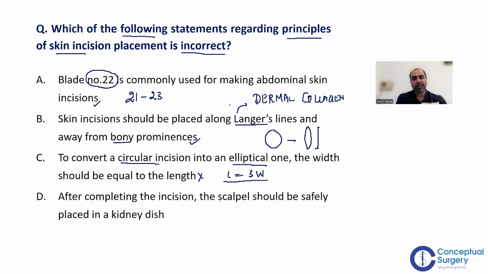After completing the incision, the scalpel should be placed in the kidney dish. Of course, this is correct. It's a very basic operative protocol that you never pass the knife from one hand to the other. It should always be put in a kidney tray. So when the nurse passes it to you, she should pass it in the kidney tray. Once you're done with the incision, put it back in the kidney tray. Don't pass it because there can be a risk of injury.